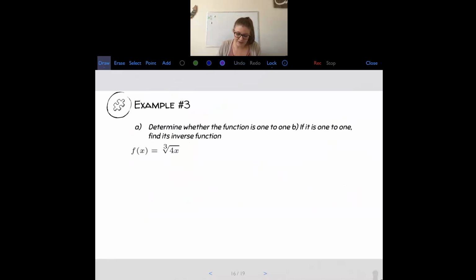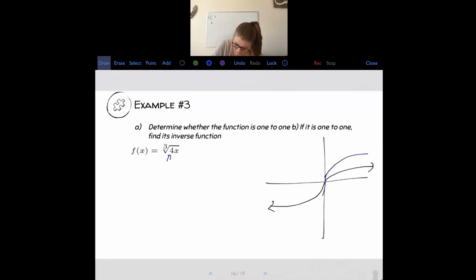Example 3, determine whether the function is 1-to-1. If it is 1-to-1, find its inverse function. Okay, so we've got the graph f of x is equal to the cube root of 4x. We talked about our cube root graph before. It looked something like this. And we apply transformations where this is going to get closer to the y-axis. Okay, so it's probably going to do something more like this. Okay, if you apply the horizontal line test, this would pass. So it is 1-to-1, meaning we can find its inverse.